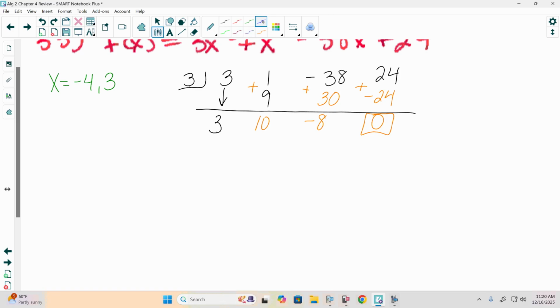But I know for certain that negative 4 is also a solution. If I can get it down to a degree 1, it's going to be easier to solve than a degree 2. So we can do this again. Negative 4 times 3 is negative 12. 10 plus negative 12, 10 minus 12, negative 2. Negative 4 times negative 2 is positive 8. And 8 plus negative 8 is 0.